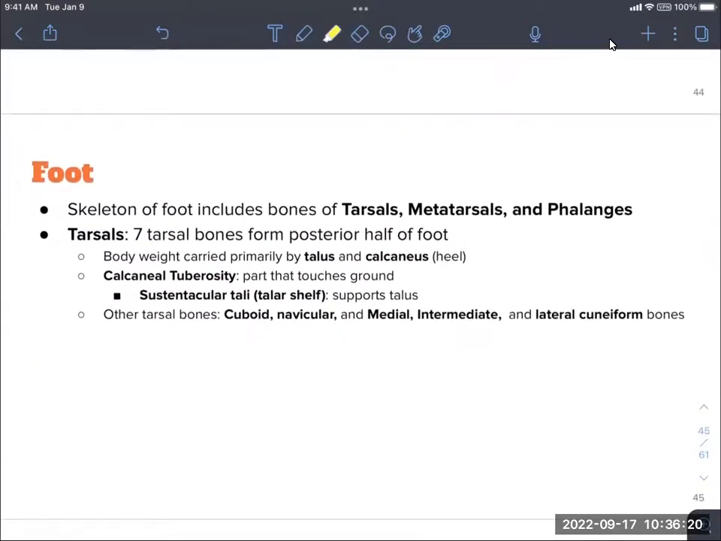Now our foot. There are two bones in the foot that you will need to know, and I will go through those. You just need to be able to identify the bones. We have our tarsals, which are the bones in our foot. We have the metatarsals and our phalanges. The two bones you need to identify are the talus and the calcaneus. The calcaneus is your heel. You do not need to know the cuboid, navicular, medial, intermediate, and lateral cuneiform bones. You just need to know that those are tarsal bones.